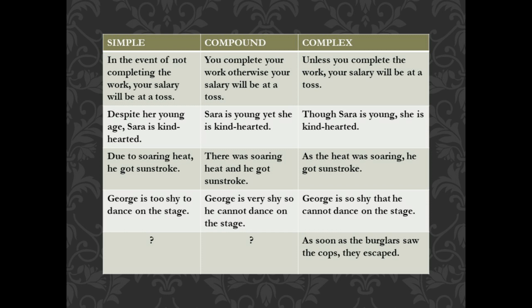So what is the complex form of this sentence? George is so shy that he cannot dance on the stage. Here, what is the subordinating conjunction used? So and that. So this so and that together as a combination is the subordinating conjunction used in this complex sentence. Okay, so now try to find the simple and compound form of the complex sentence.